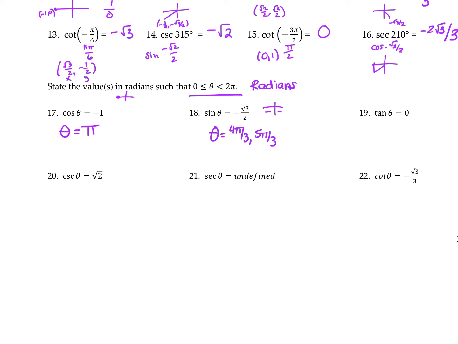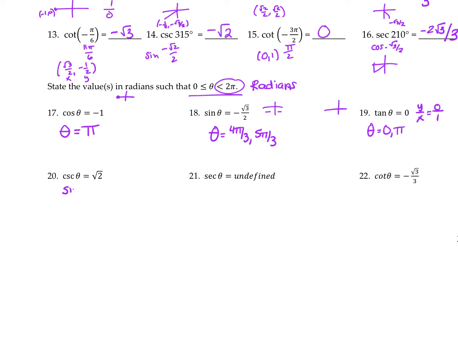Tangent is 0. Well, tangent is y over x. So the only time tangent would be 0 is if y is 0. Y is 0 at 0 and pi. It's also true at 2 pi, but notice how it doesn't equal 2 pi, so it's only up to 2 pi. All right, cosecant of root 2.